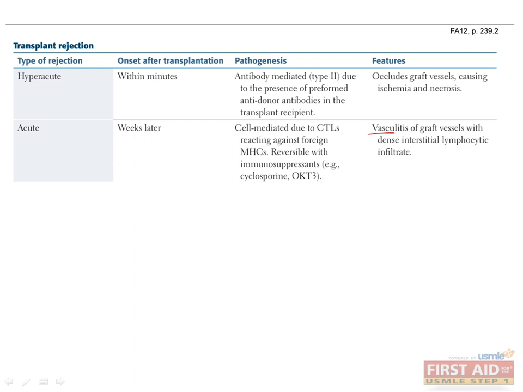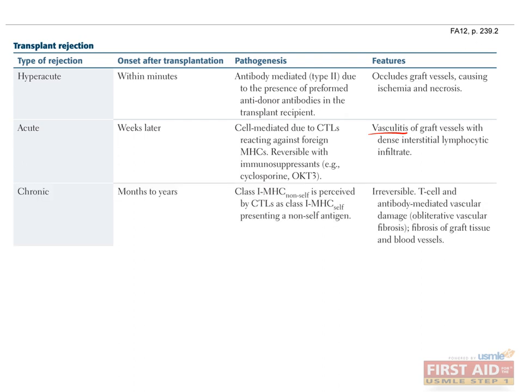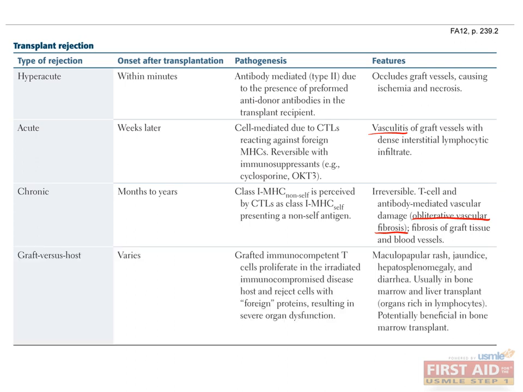Histologically, one sees vasculitis with a dense interstitial lymphocytic infiltrate. Chronic rejection occurs months to years after transplantation and is characterized by obliterative vascular fibrosis due to T cell and antibody-mediated damage. Unfortunately, this condition is not reversible. Graft versus host disease is a fascinating condition in which grafted T cells proliferate in the immunocompromised host and reject host cells. The result is a condition characterized by maculopapular rash, jaundice, hepatosplenomegaly, and diarrhea.